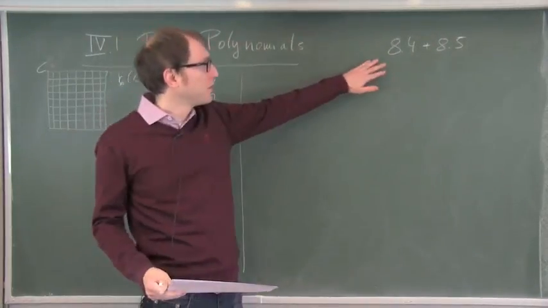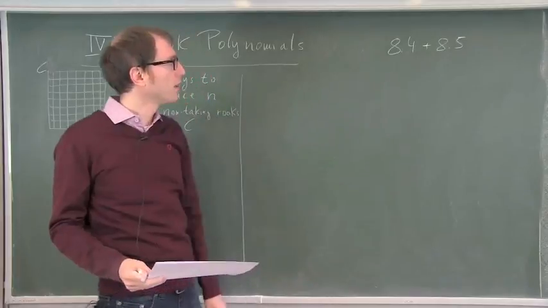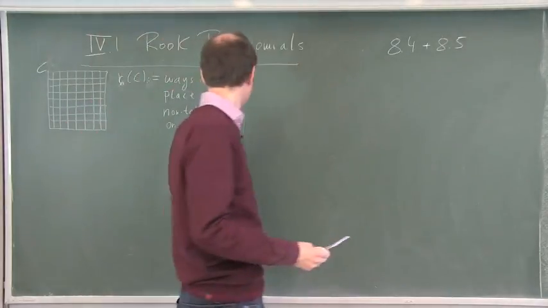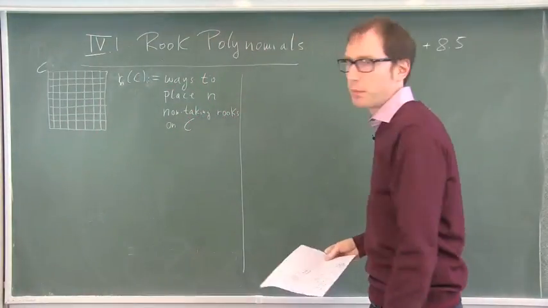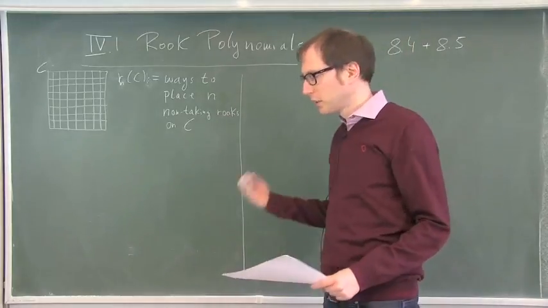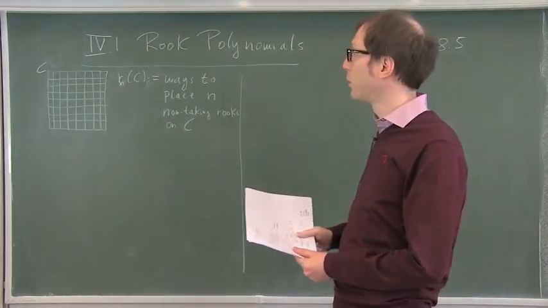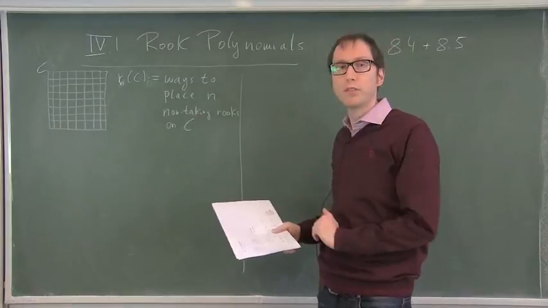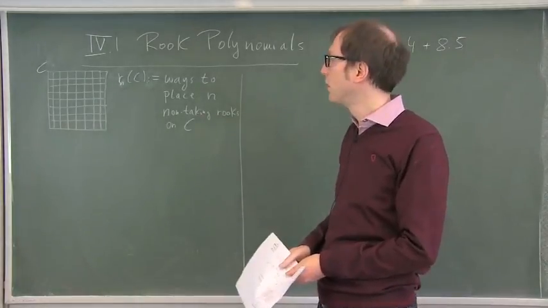You will find the material presented here in 8.4 and 8.5 of the book. And what is this about? It's essentially about a nice little combinatorial problem you can think about, but, as we will see, very useful also for more general questions.